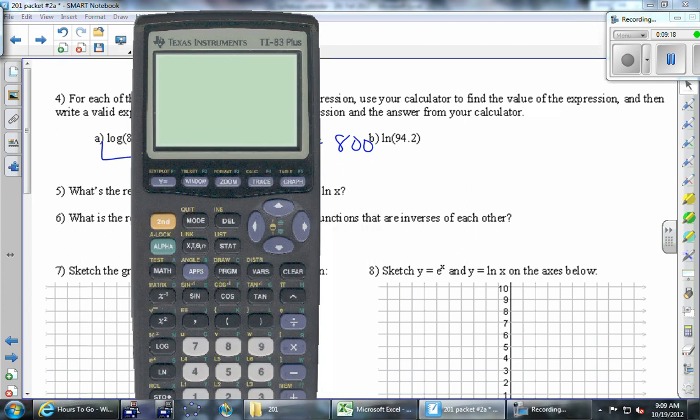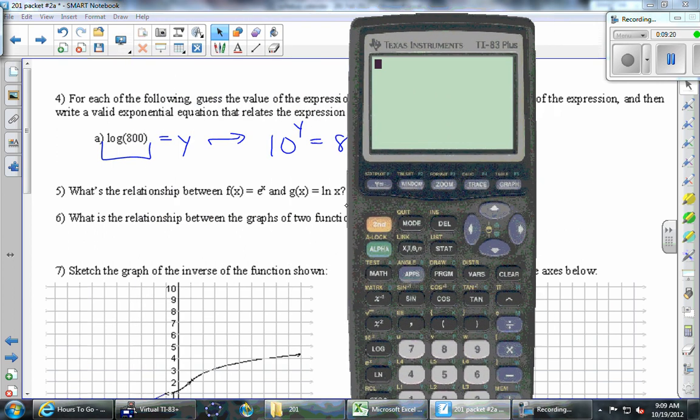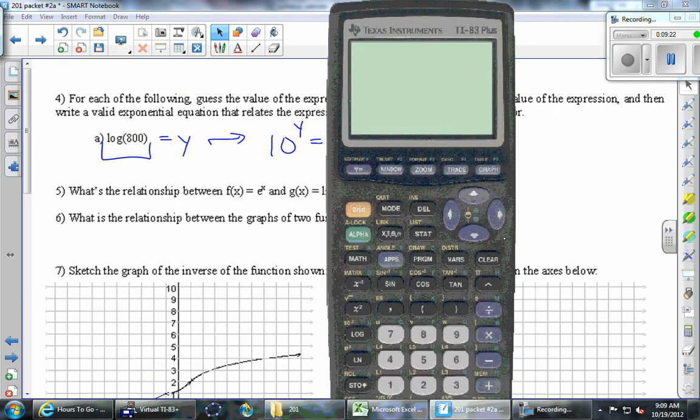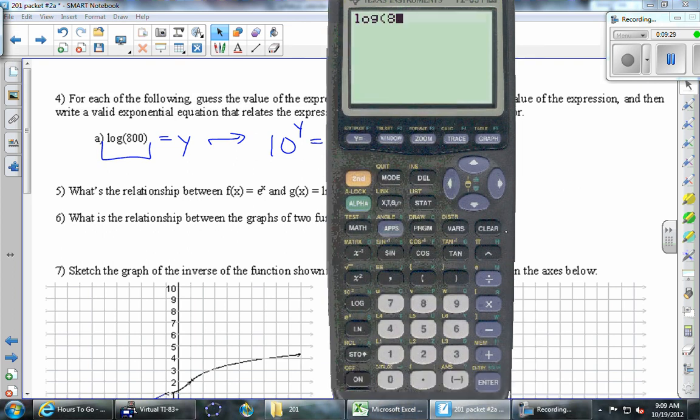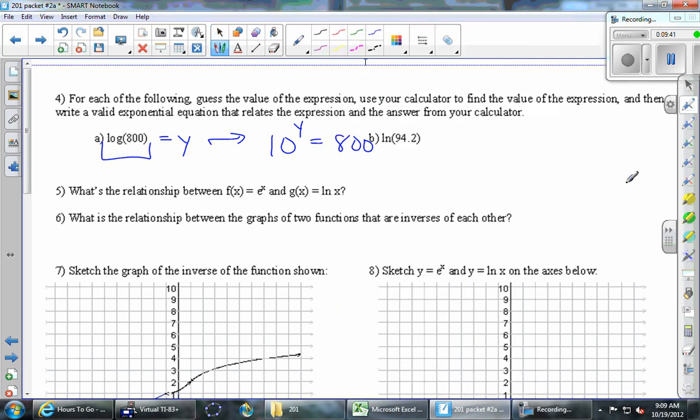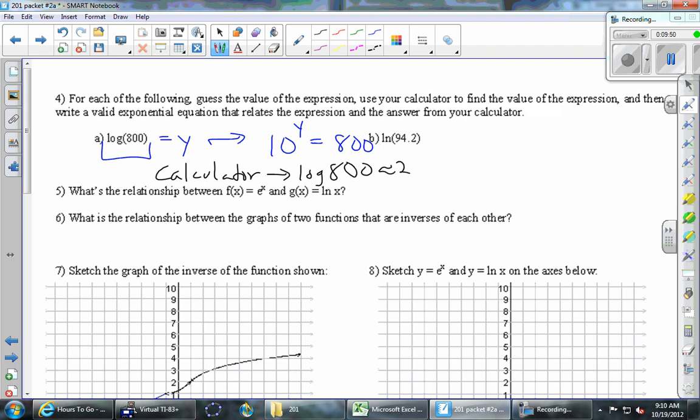The calculator can give us a very good decimal approximation here. And on the left-hand side, you'll see there's 2 log buttons. Log, which is the common log, base 10, and ln. In our case, we want log of 800. And we said probably something close to, but a little less than 3. Good? All right, so from the calculator, log of 800 is about 2.9.